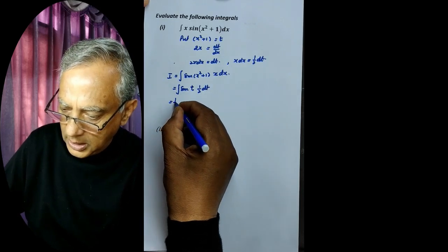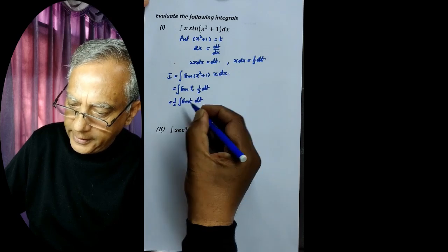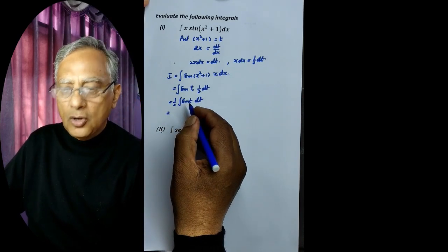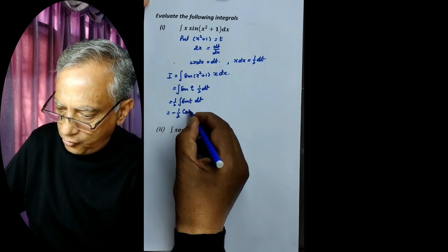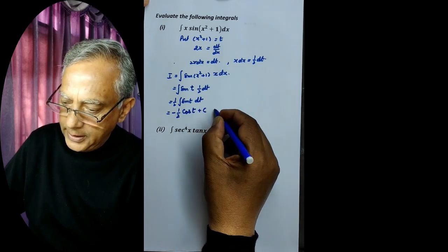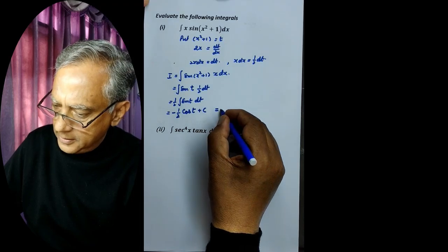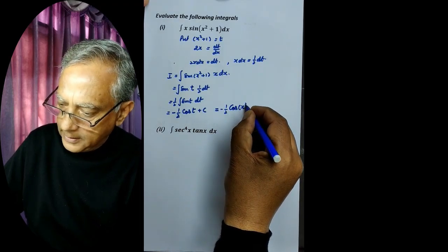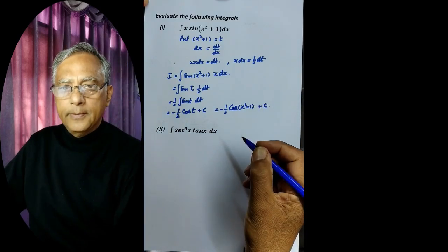This is equal to half integral sine t dt. And integration of sine is minus cos t. So this will be minus 1 by 2 cos of t plus c. And substitute this variable back. We will have minus half cos of x square plus 1 plus c.